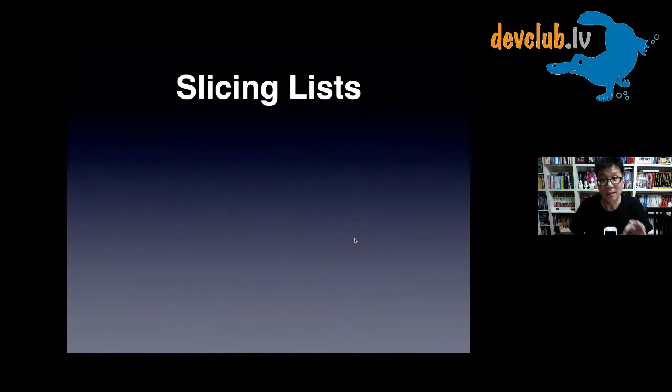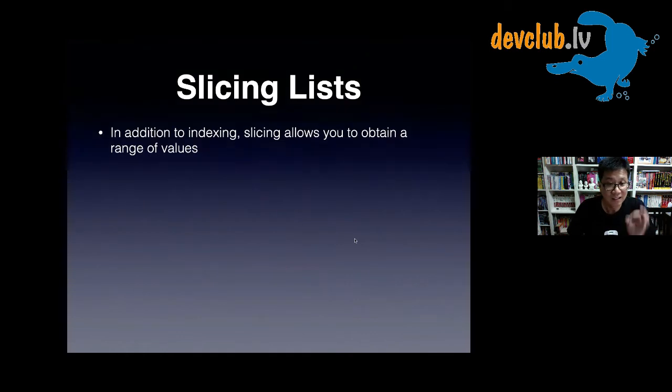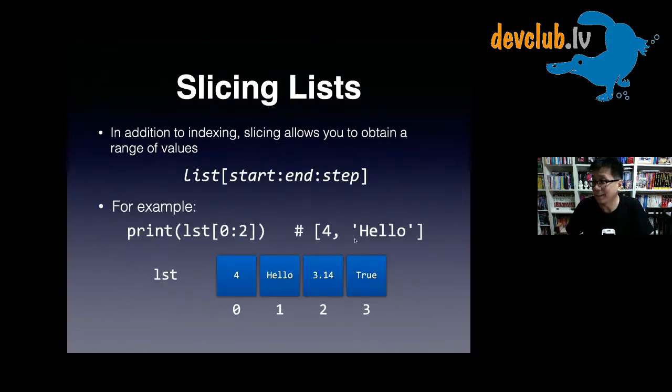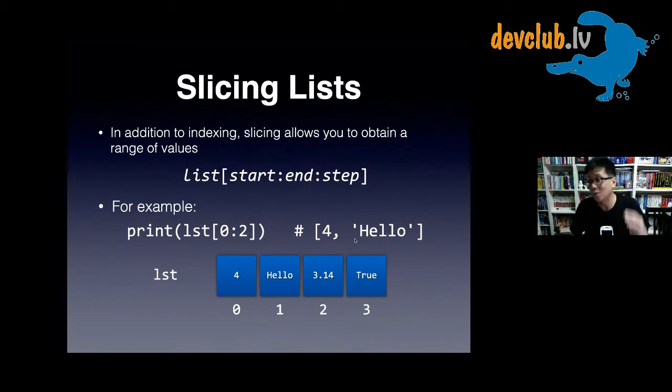And so this is one example. In Python, there's this concept known as slicing. Slicing allows you to obtain a range of values. Here's one example. I have a list of items and I want to obtain the first 2 items. I can do slicing using this particular syntax. I specify the list, specify the brackets, and then I specify 0:2. It means that I want to obtain the first 2 elements of the list.